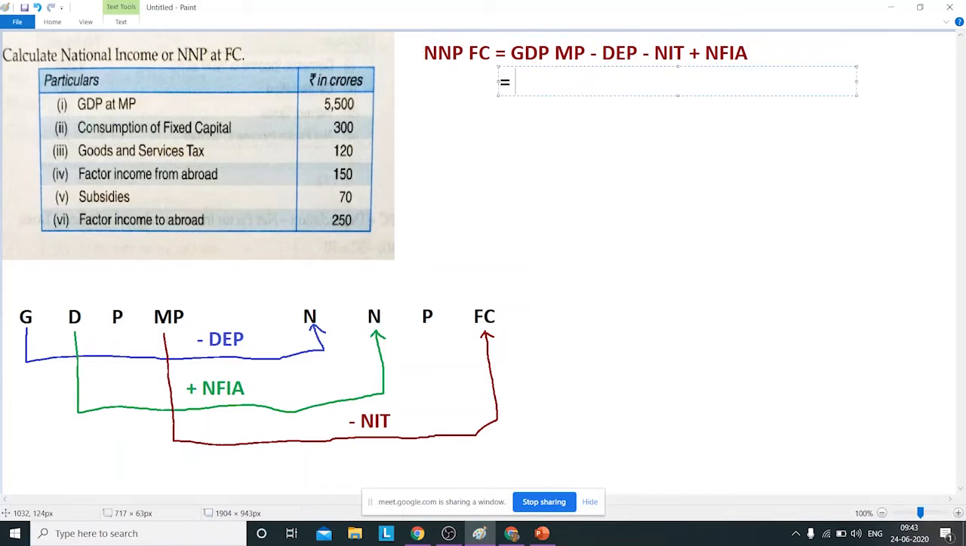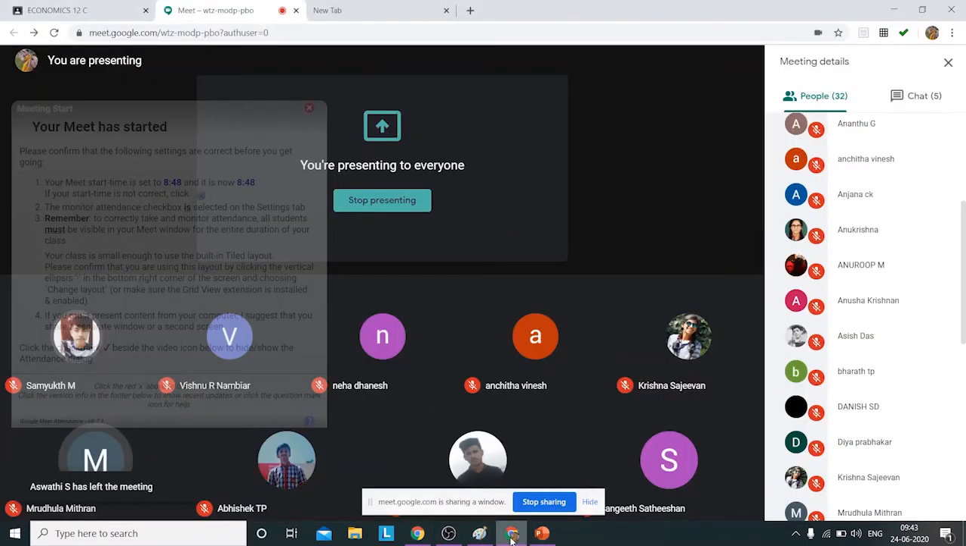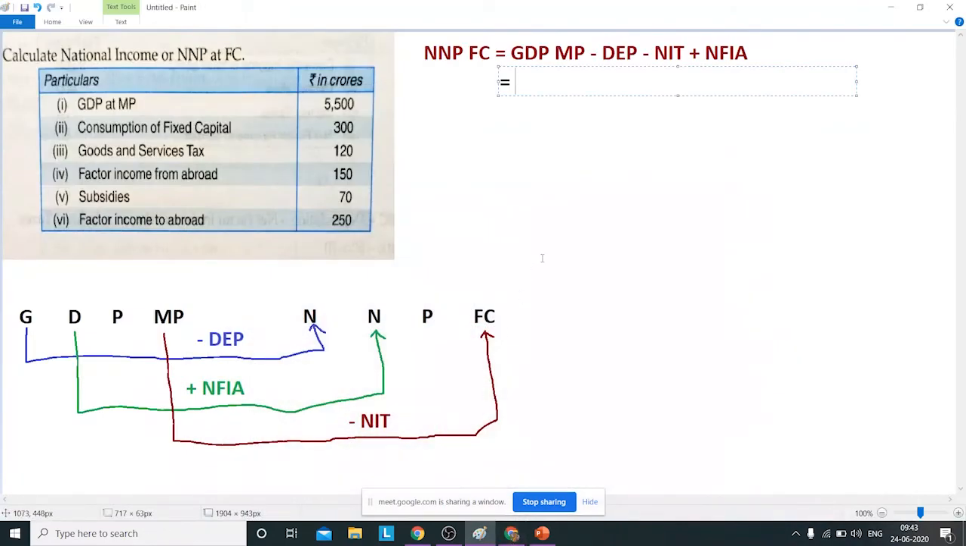So how much is GDP MP? Anandu, how much is GDP MP? Anandu is here. Anandu didn't join, I think. Danish, oh, you are here. 5,500. Okay, very good. Then minus, how much is depreciation? Depreciation, okay, depreciation how much?